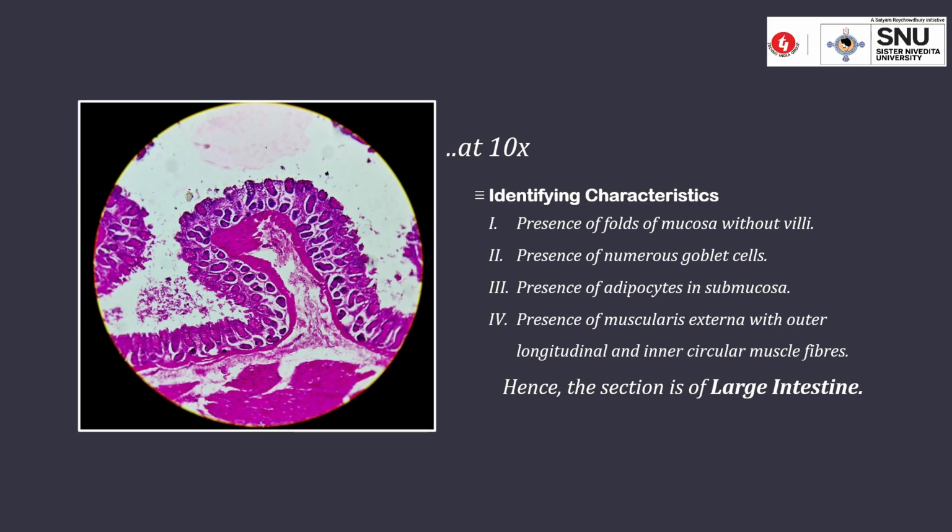Now in this slide, we can see the presence of folds of mucosa without villi. We also observe numerous goblet cells. The submucosa shows the presence of adipocytes. In addition, the muscularis externa is present, consisting of an inner circular and an outer longitudinal layer of muscle fibers. Hence, this section is identified as the large intestine.